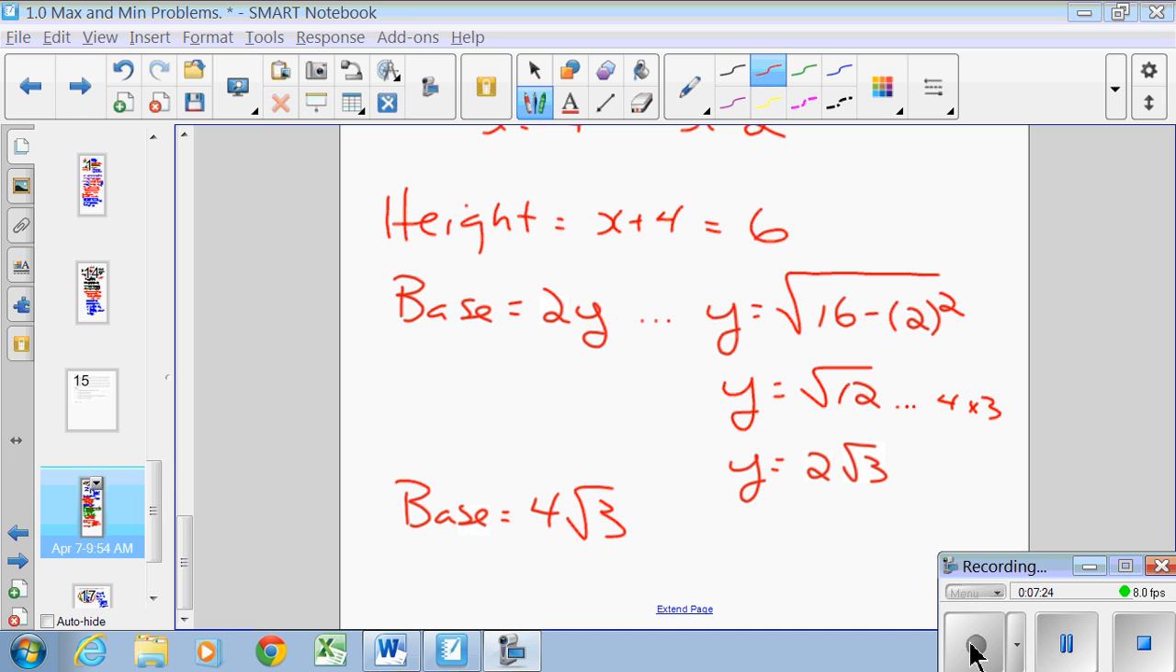And I think that's where we get to stop. I don't think we have to find the area, but if you wanted to find the area, of course you could. Height is 6 centimeters and the base is 4 root 3.